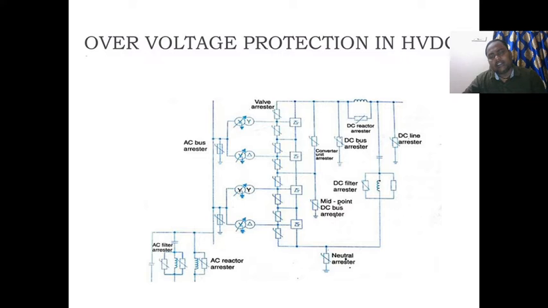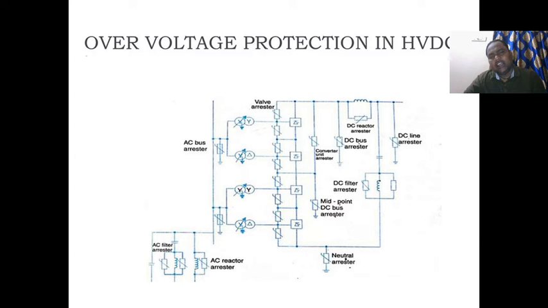All the filters, what is the purpose of a filter? That will eliminate the harmonics present in a system. That also can be protected by using the arresters, and all the neutrals can be protected by using neutral arresters. The DC line is also protected by using DC line arresters. In both the AC as well as DC side, we use many arresters.